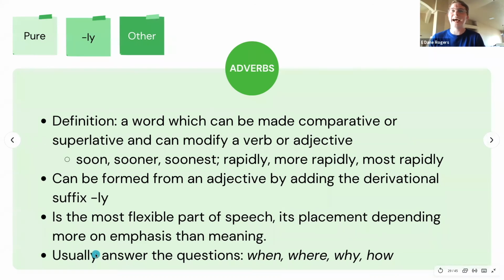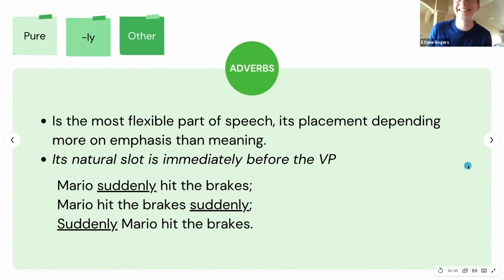And usually an adverb answers the question when, where, why, or how. We're almost done here. We got 8 minutes. You okay? All right. So like I said, it's the most flexible. Its natural slot is immediately before the verb phrase. So this sentence, Mario suddenly hit the brakes. That's neutral. There is no emphasis here.